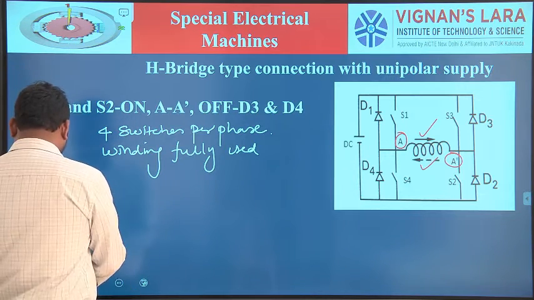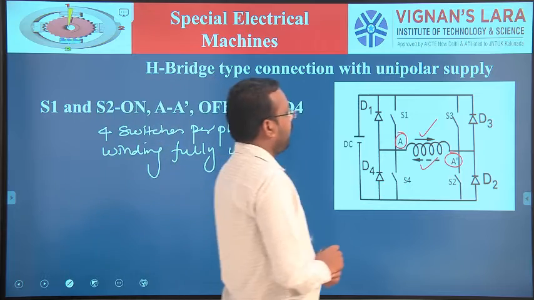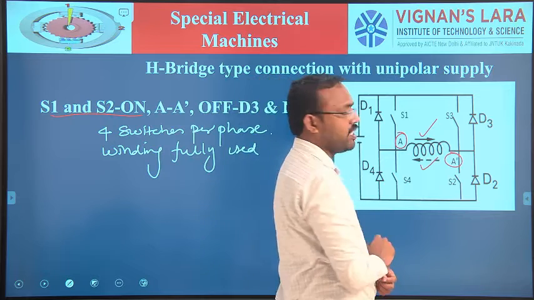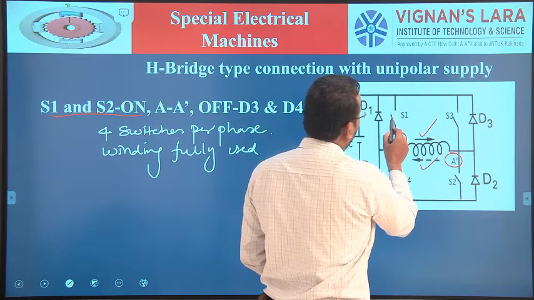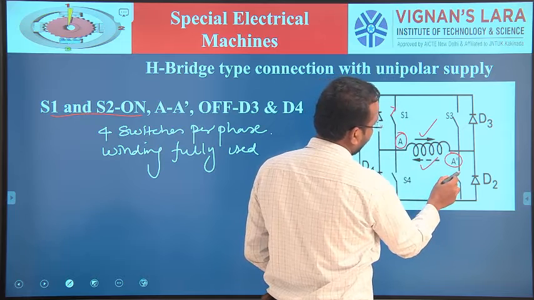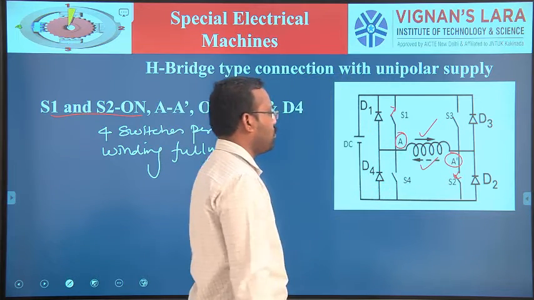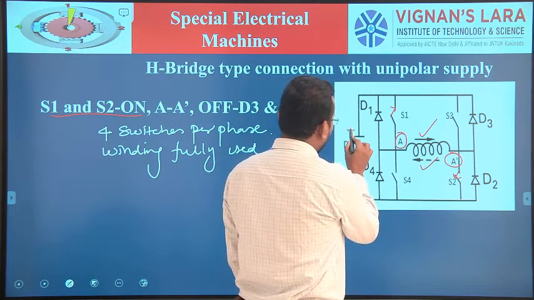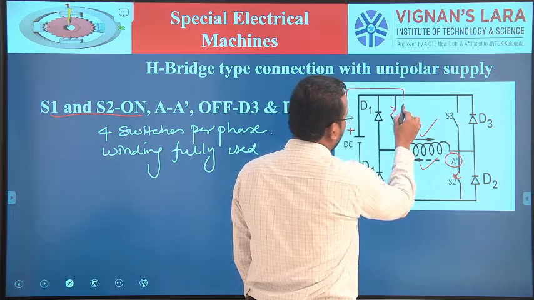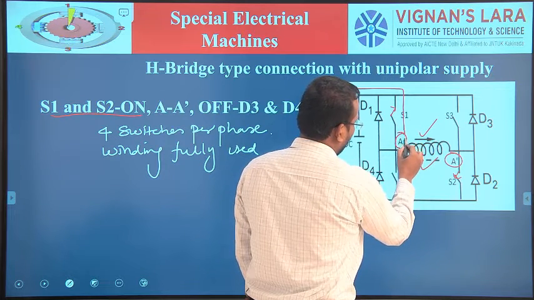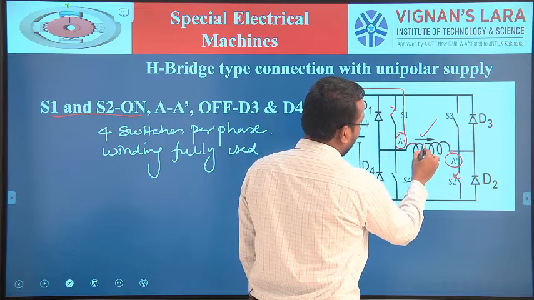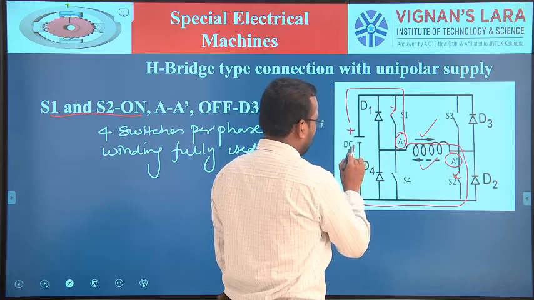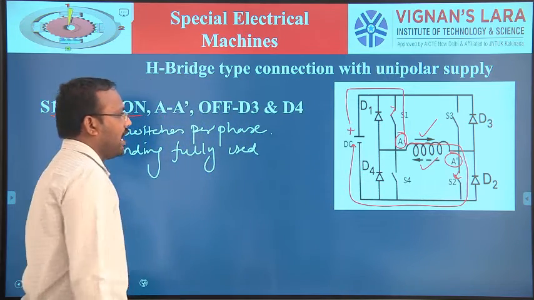So now see the switches. S1 and S2 are in the on position. So these two switches are going to close. Now the current flows from the positive terminal of the battery in this way, through switch S1, then A and A prime, then S2. So this is the direction of current flow.